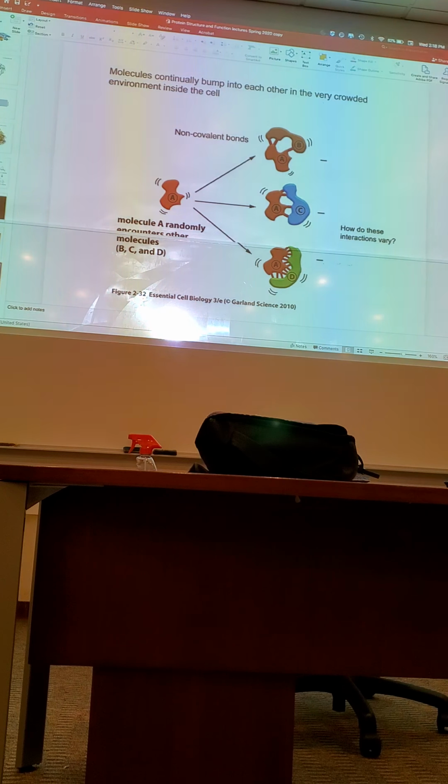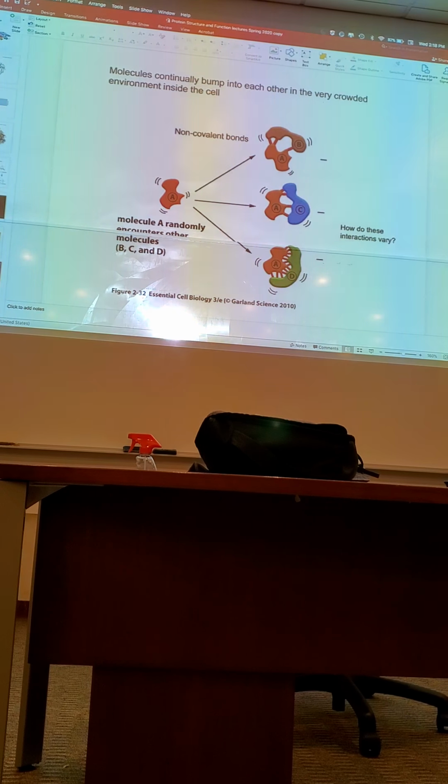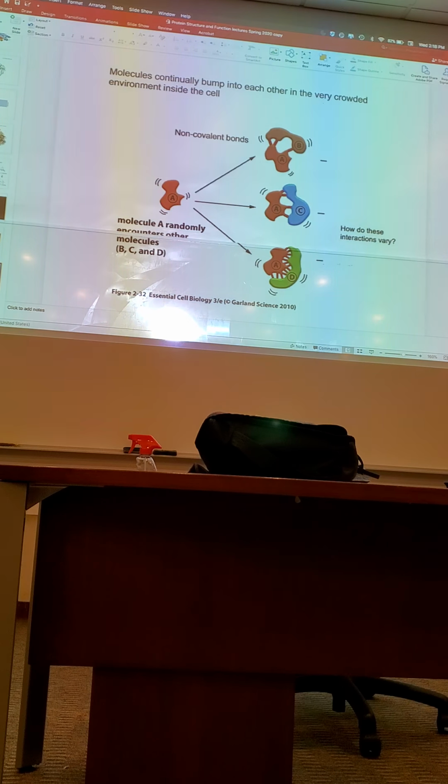And so A will find a partner, likely, in the cell eventually. All proteins do something in the cell, so there is a partner for every protein. That partner might be a substrate, might be glucose, might be lactose, but there is a partner. Okay? And so those interactions will occur.